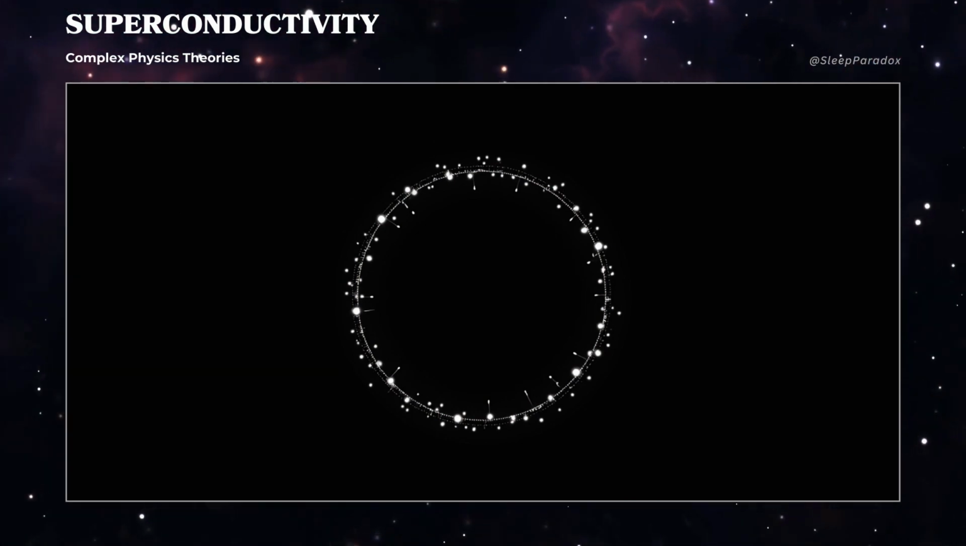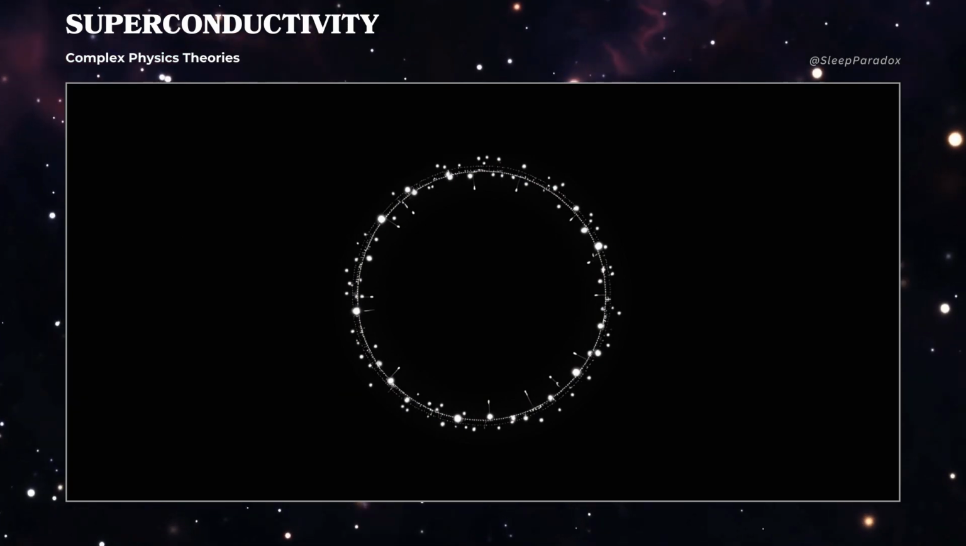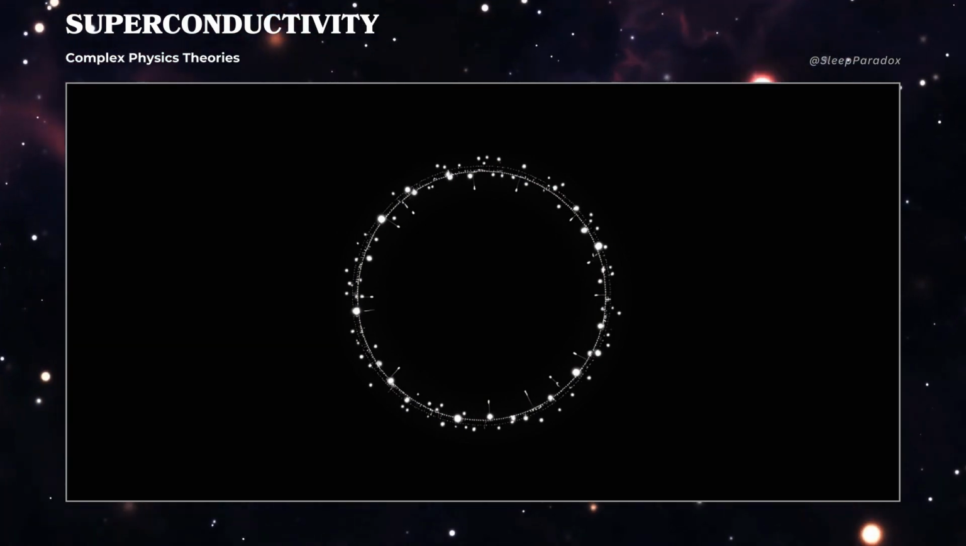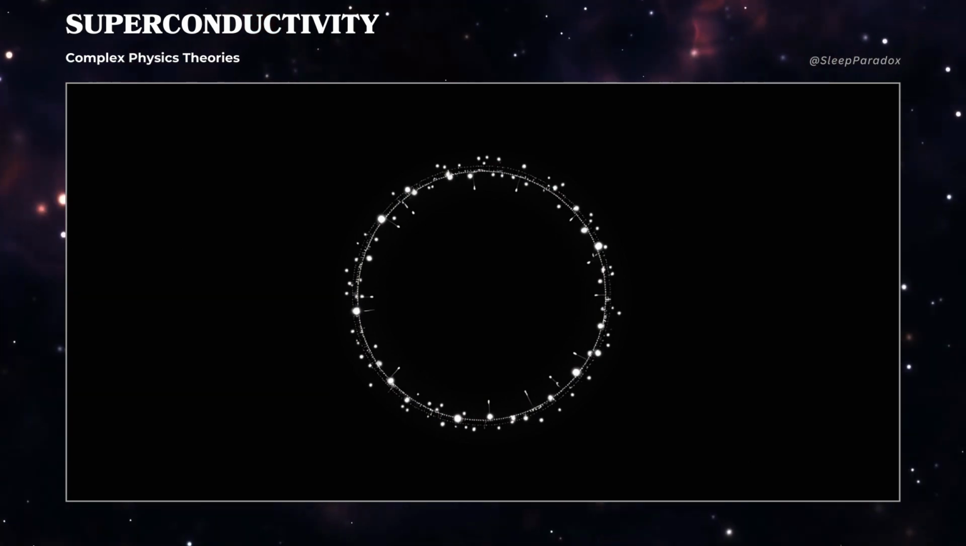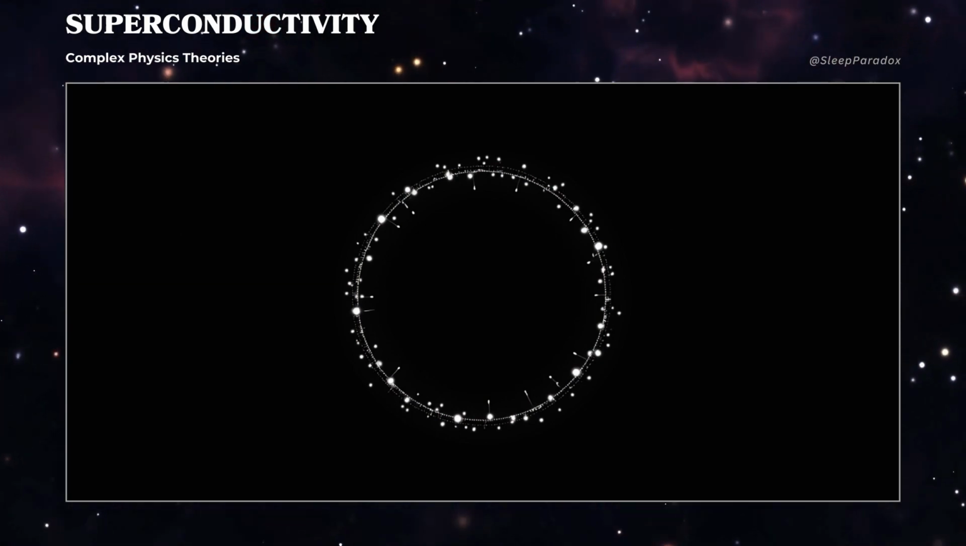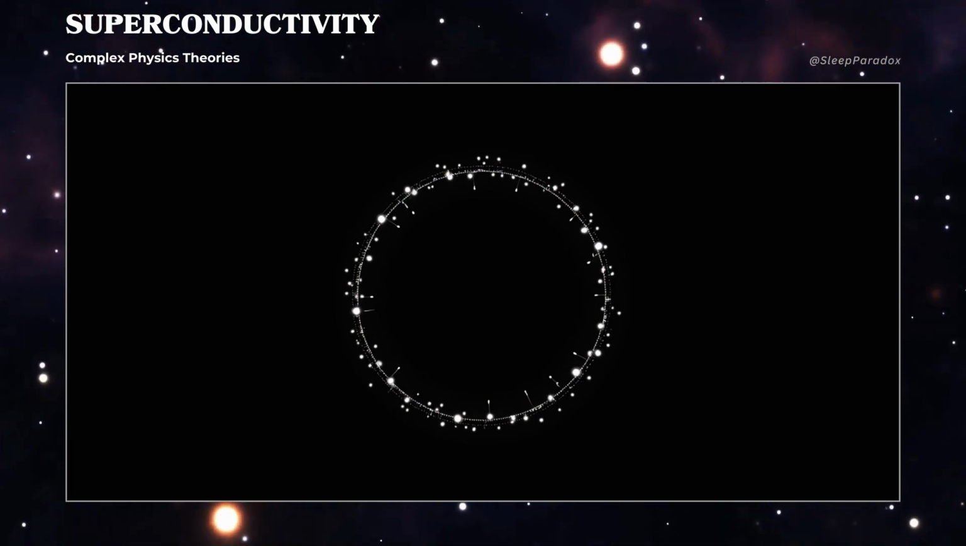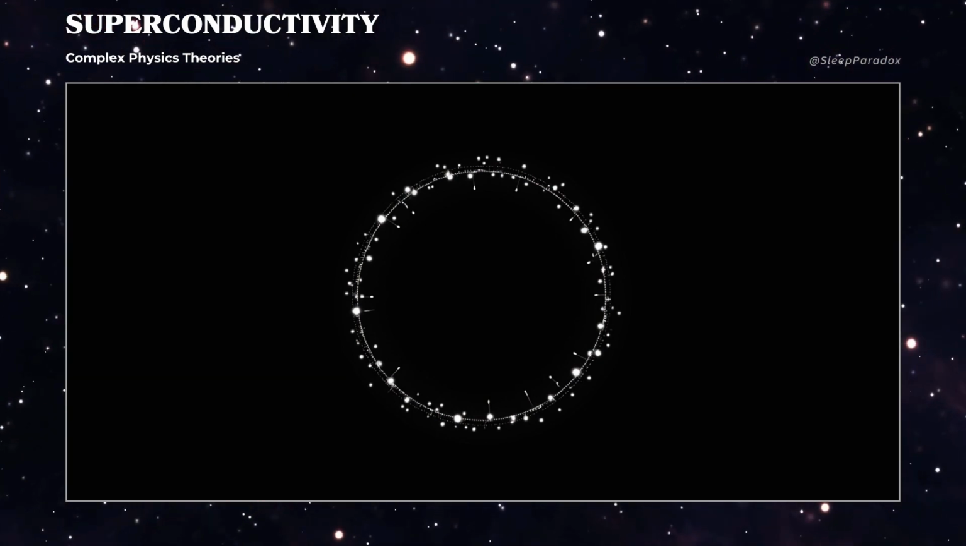In a normal conductor, electrons behave like individuals. They collide with atoms and other electrons, which causes resistance. But in a superconductor, something strange happens. The electrons begin to form pairs. These are called Cooper pairs, named after physicist Leon Cooper.